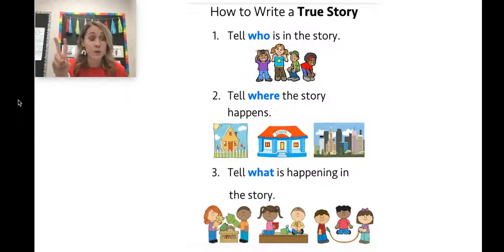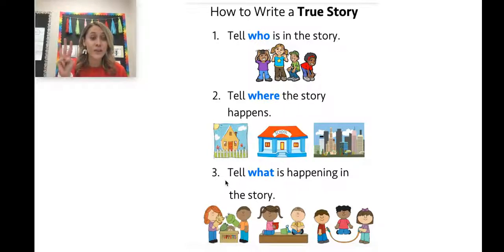The second thing we need to do, hold up a 2, is we need to tell where the story happens. Did the story happen at your house? Well, we're not really at school right now, so we can't really say school, but we could say while we were in a Microsoft Teams meeting. Or did it happen when you were out and about? Did the story happen when you were at the park or around your neighborhood? So the second thing we need to do is tell where the story happened.